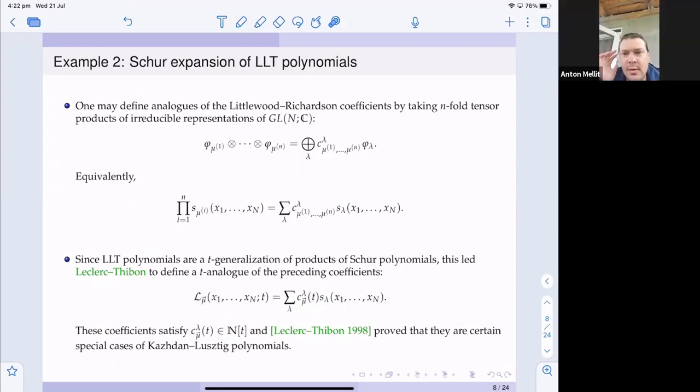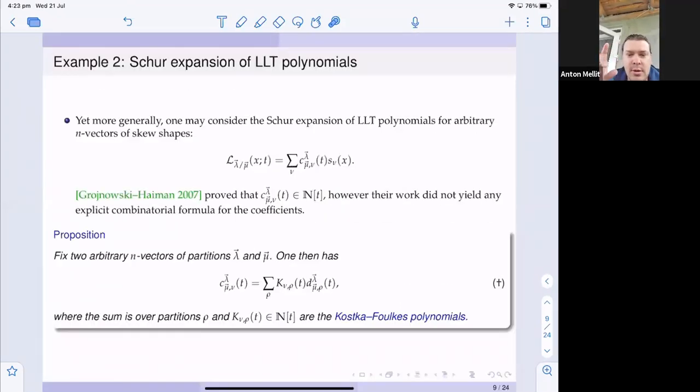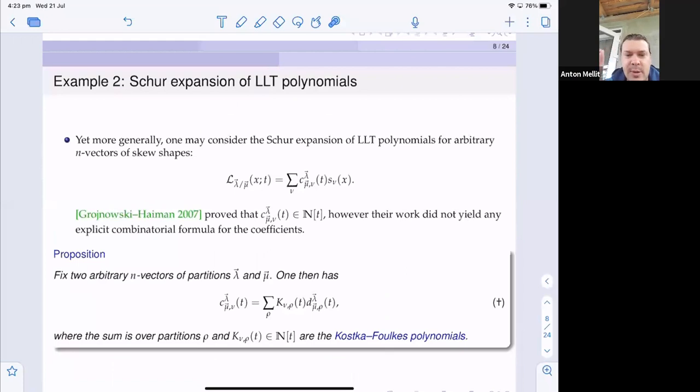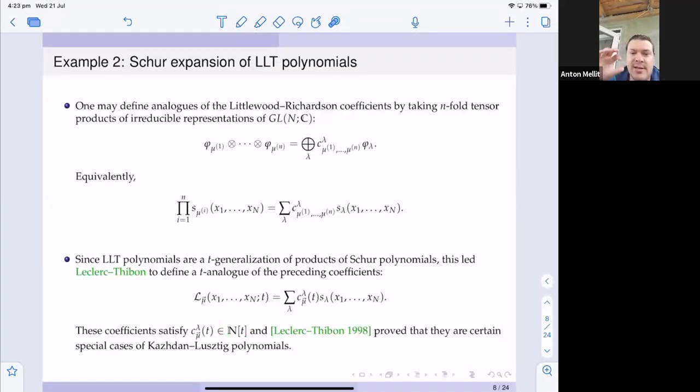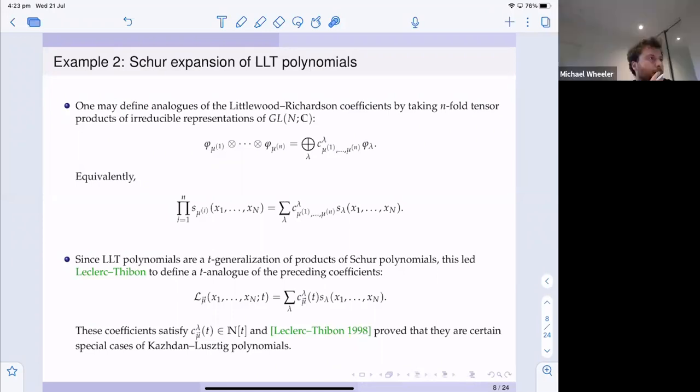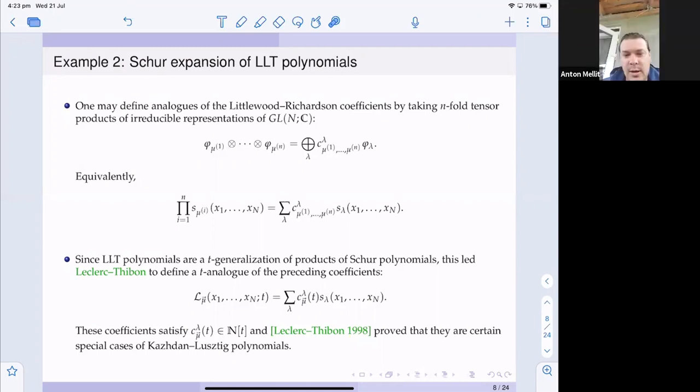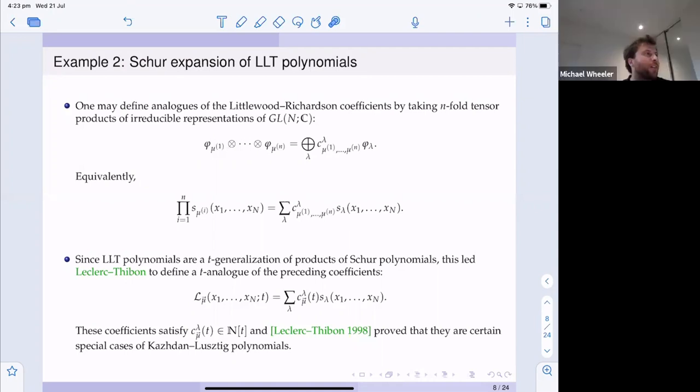Sorry, can I ask? Yes. If you have the sequence of partitions and you place them on the same plane, you get a skew shape, and then these coefficients are just the usual Littlewood-Richardson coefficients for that skew shape, right? Is it? Yeah. I think that will be related to the next slide, what you're asking. So maybe let's look at the next slide and then see.